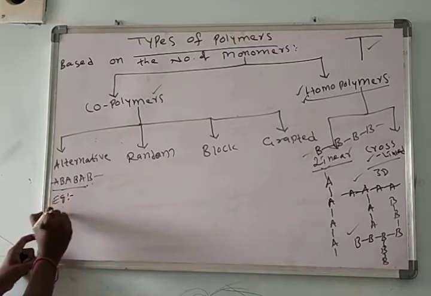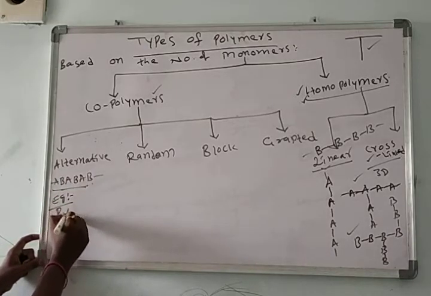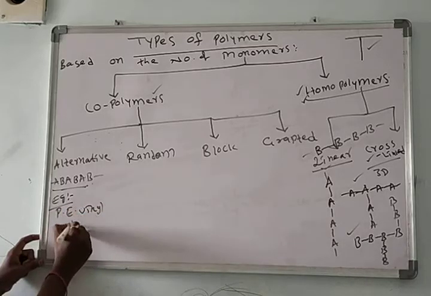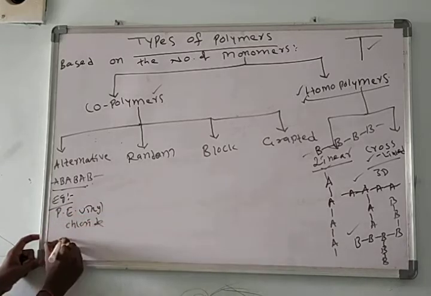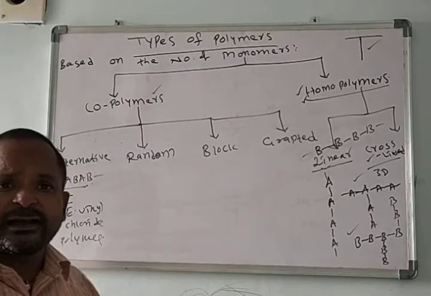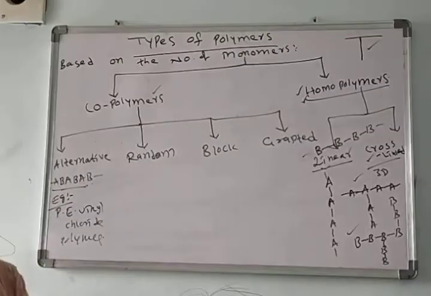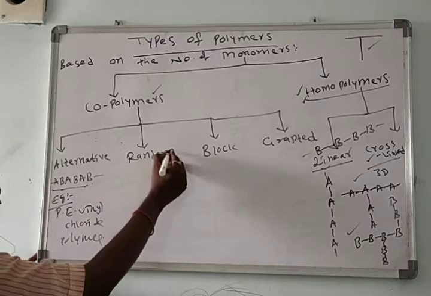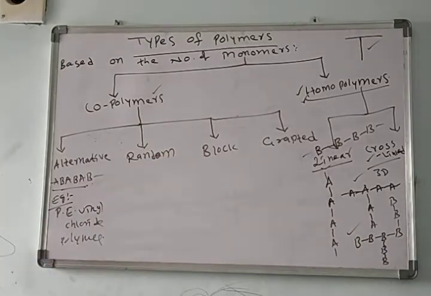Example, I am giving one example. Polyethylene vinyl chloride polymer. Okay, either you prepare styrene or any other, but you mention two monomers in alternate way. Okay, then in continuation we'll see the random copolymers.